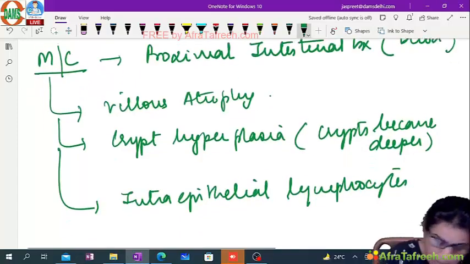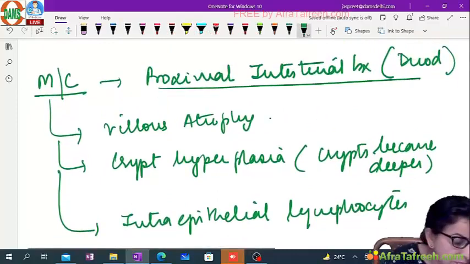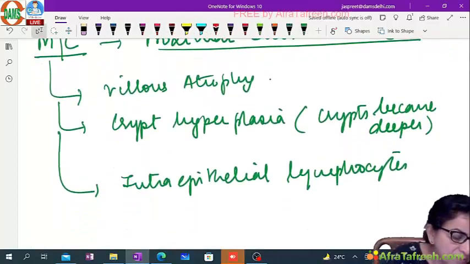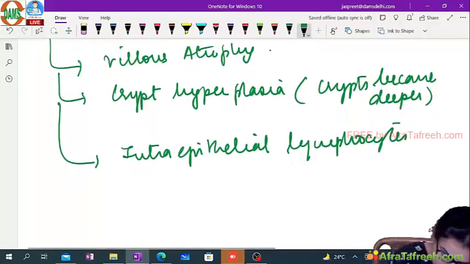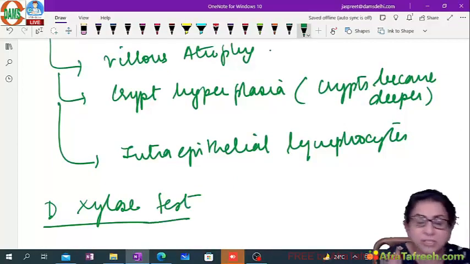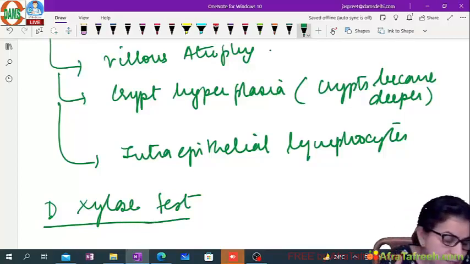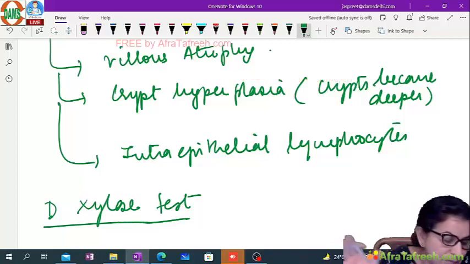Okay. Now, tests. Number one, you do a biopsy from the proximal intestine. We do it from a D2 biopsy, or you can even do it from the proximal jejunum. Second, we do something called a D-xylose test. Now, what is D-xylose? D-xylose is a sugar, and it is absorbed in the small intestine passively. It is not metabolized, it is absorbed, enters the blood and is passed out in the urine.